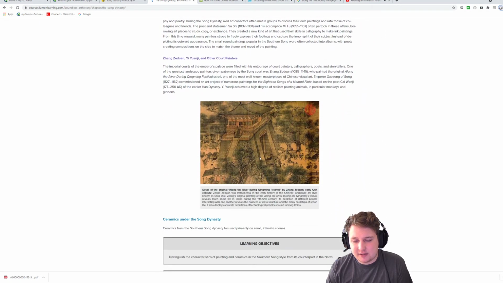As you can see here, Along the River during the Qingming Festival sort of takes a little bit of both. This is another version of it. There are people in the foreground, but there's still a large landscape in the background. It focuses on the overarching picture of the entirety of the empire, which is one of the most visual art pieces in Chinese history. The Song court was actually filled entirely with court painters, calligraphers, poets, and storytellers, and it was one of the most culturally artistic eras in Chinese history.